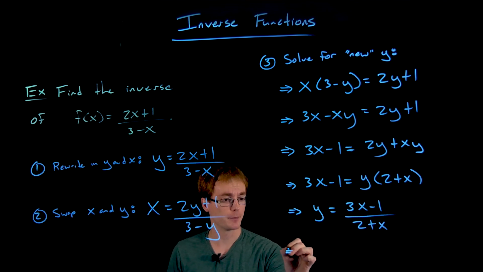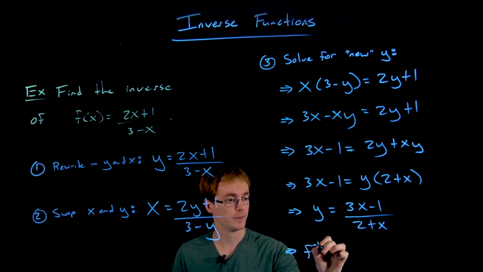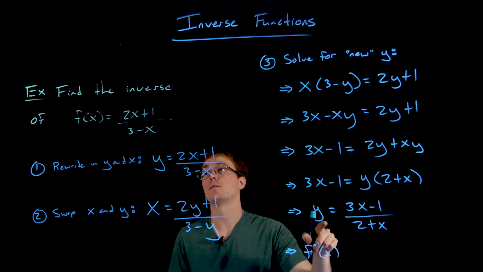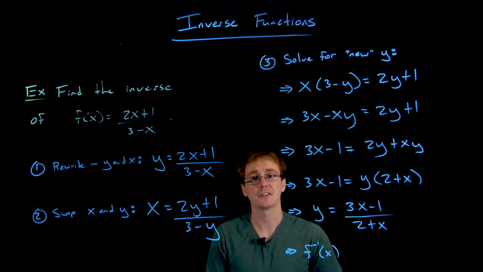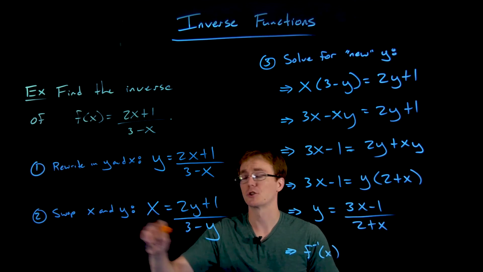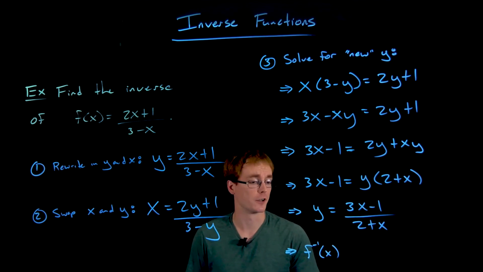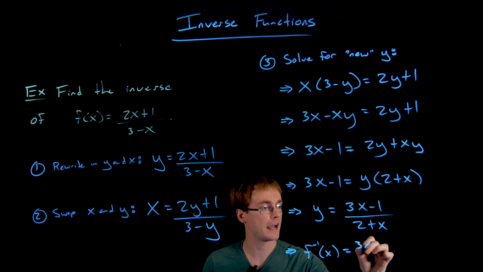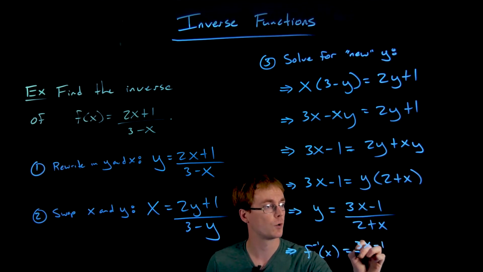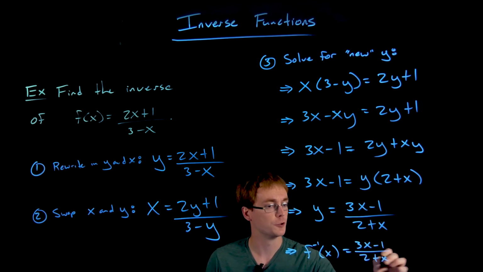And our final step is just to remember that this new y is not representing f of x anymore. It's representing f inverse of x. And that switch happened when we swapped the roles of x and y early on. So our inverse function has the equation f inverse of x is equal to 3x minus 1 over 2 plus x.